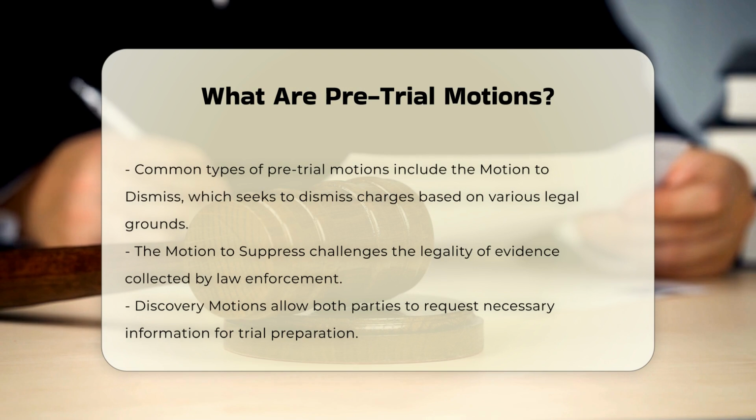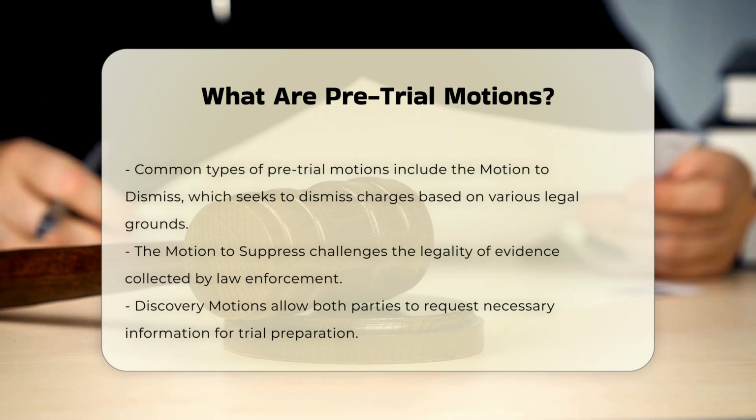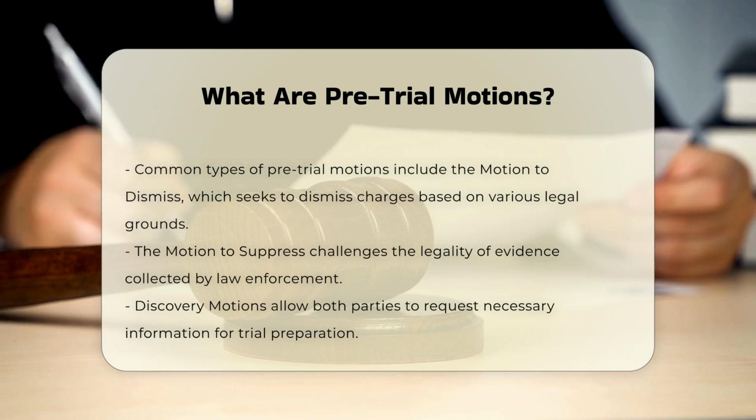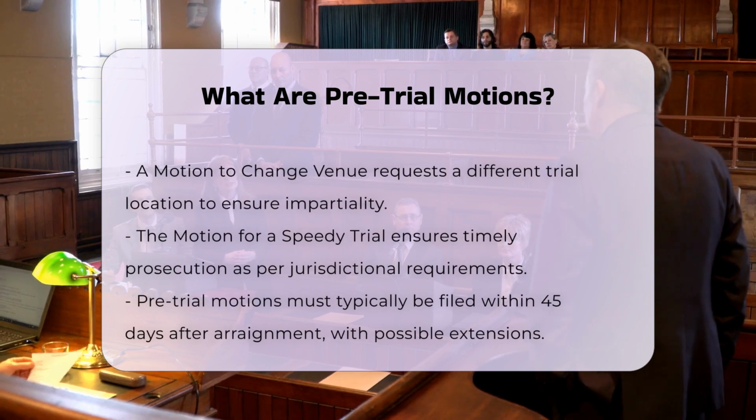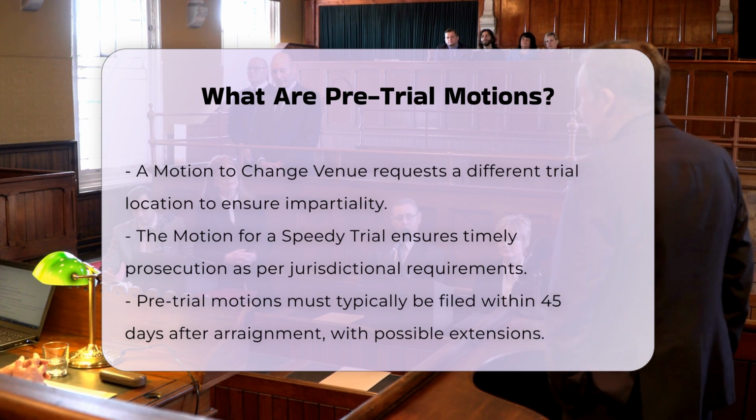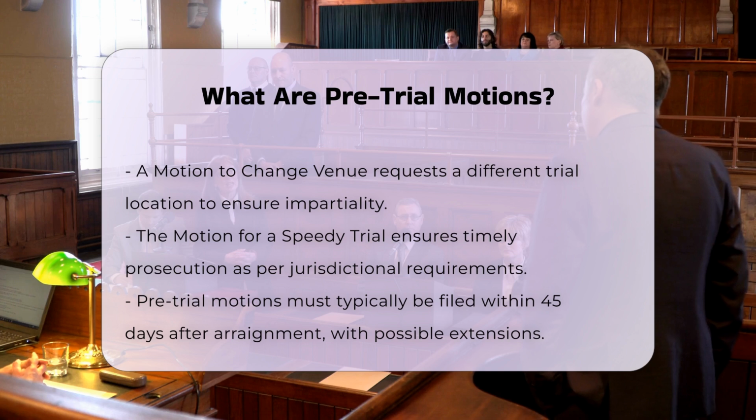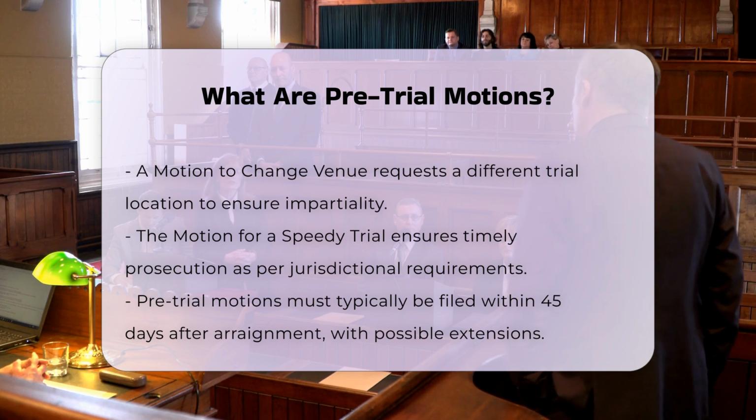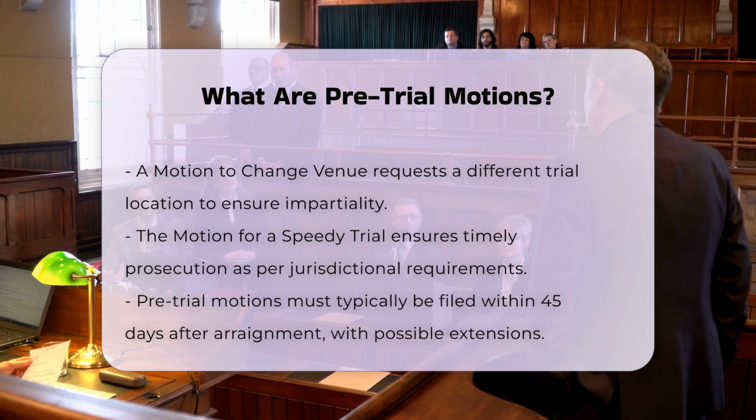Discovery motion. Both sides can request information needed to prepare for trial through a discovery motion. If one side fails to produce the requested information, a motion to compel can be filed. Motion to change venue. This motion requests a change in the trial location to ensure a fair and impartial jury, often due to pretrial publicity. Motion for a speedy trial. In some jurisdictions, like New York, a defendant can file a motion under Section 30.30 of the Criminal Procedure Law to ensure the prosecution presents their case within the required time frame.